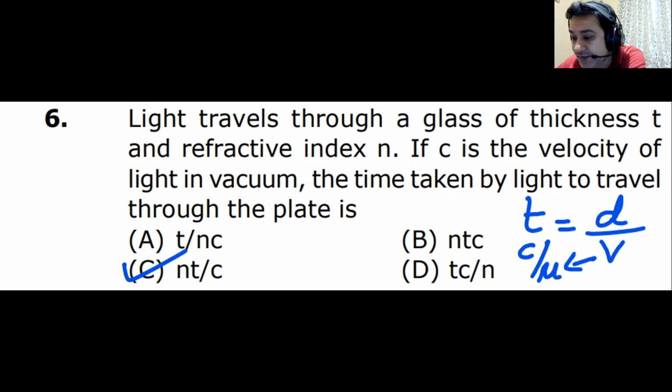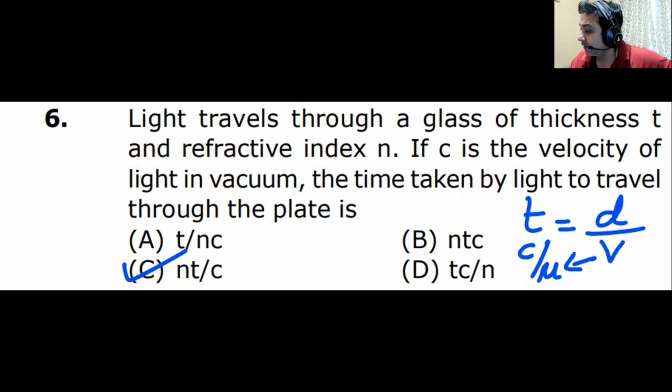We have seen it many times. Just divide by c divided by mu. Mu comes in the numerator. Mu into d divided by c. d is given as t, the thickness. So mu into t divided by c. That is the answer. Can I have raised hands from everyone that we have understood this? Yes, sir.